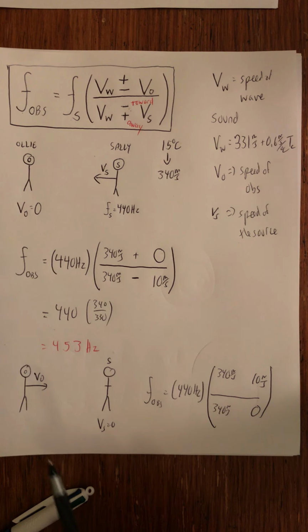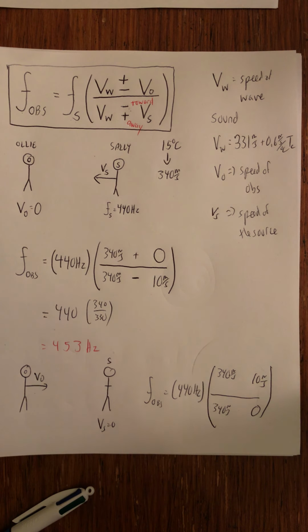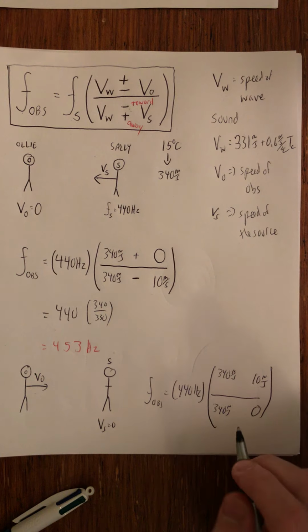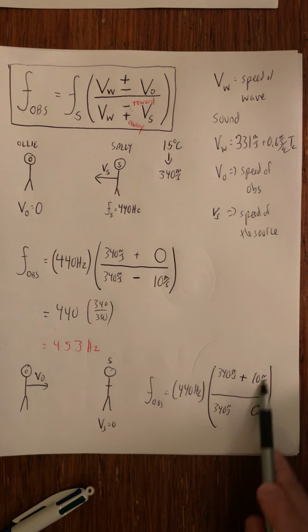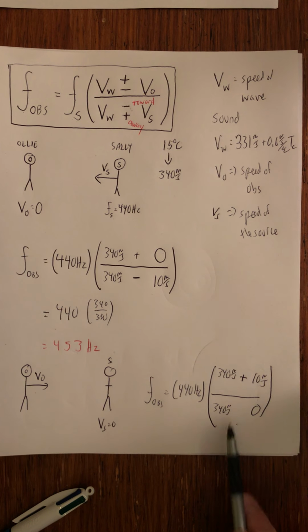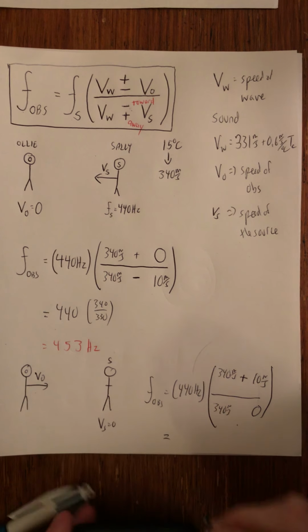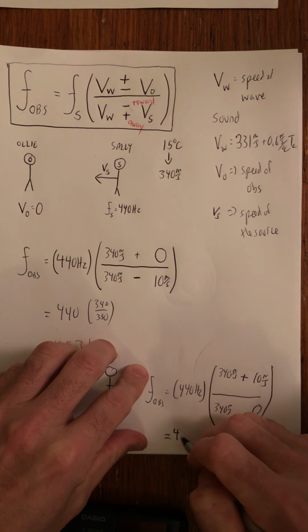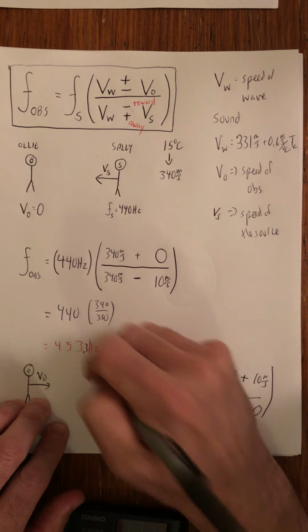Now, here's the thing. Ollie's moving towards Sally, so I want this fraction to be bigger than 1. Well, in the numerator, because that's where this velocity is, or the speed is, I would now want a plus, because that's going to make the numerator bigger than the denominator, therefore this fraction is greater than 1, and I can plug that in and see if I get the result that I'm expecting, and I am. I'm getting a larger frequency. It's 452.9 hertz. By the way, this is 453.3 hertz.